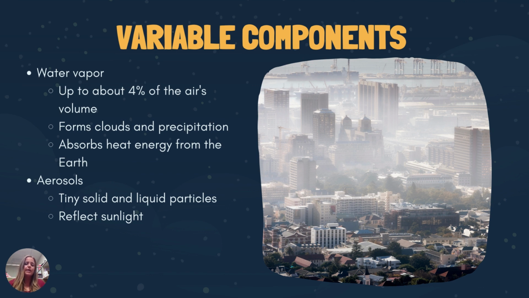All right, so within the lowest layer of the atmosphere, we do also see some other variables that are kind of clouding up the atmosphere, if you will. So we do have a little bit of water vapor. It's only about 4% of air's volume, so it's not a lot, but it helps form our clouds and our precipitation, and it absorbs heat energy from the Earth.